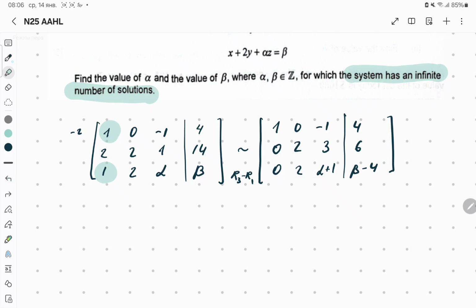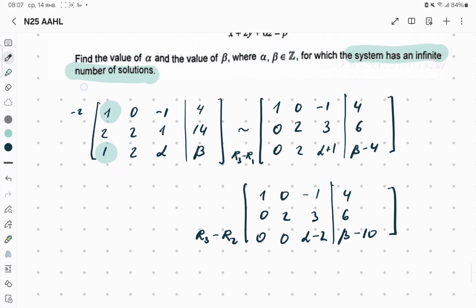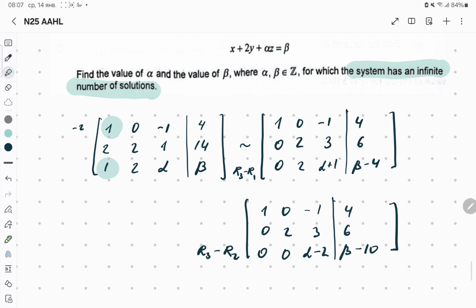Now let's continue. So we will write it this way: 1, just copy, then the second one just copy, and the last one, what we will do, let's subtract row 3 minus row 2 from the previous step. So 0, alpha plus 1 minus 3 is alpha minus 2, and beta minus 10. Okay, for this part of the solution you will obtain half of the solution, maybe 4 marks out of 6. And now we need to find what values of alpha and beta make our system have infinite solutions.